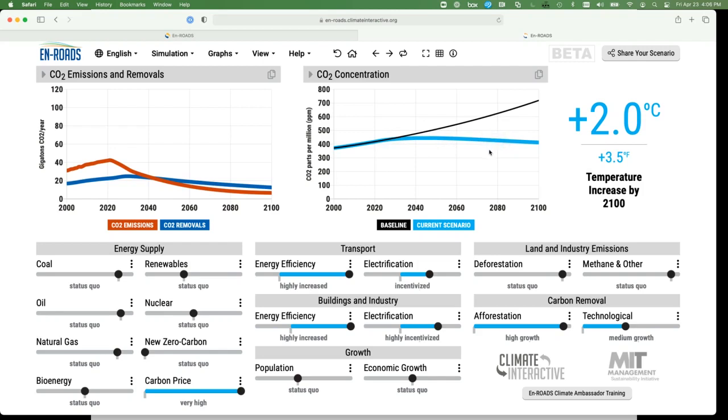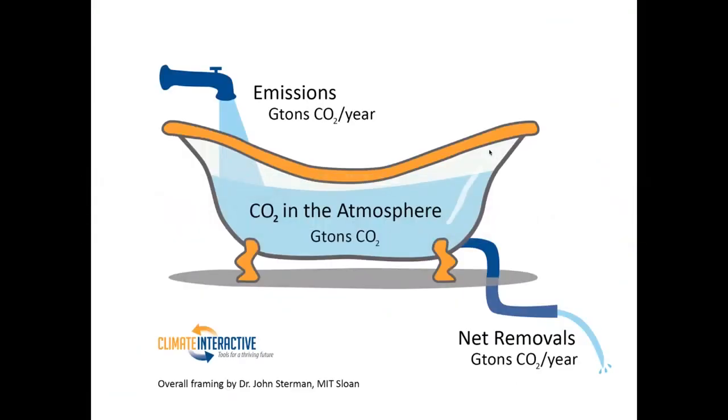That's why we have to reduce emissions so much, perhaps increase removals some as well, in order to get the concentration to flatten and level. And this is why the bathtub analogy is such a powerful way to look at the relationship between these variables. It is the perfect analogy for understanding these dynamics. Hope this is helpful. Go get them.